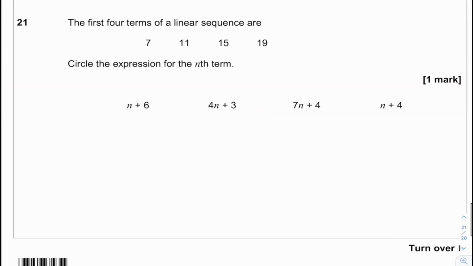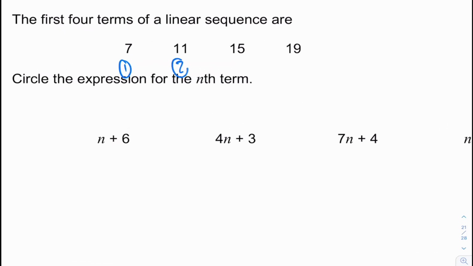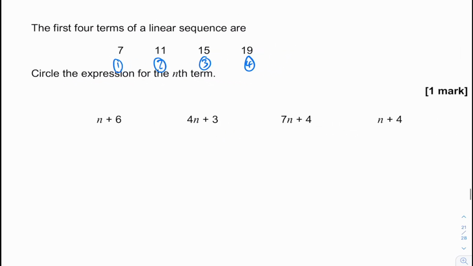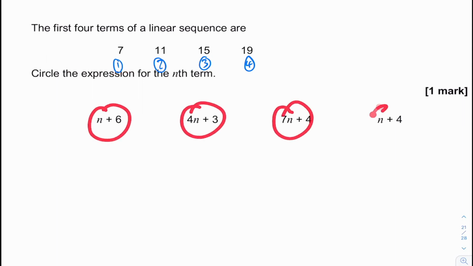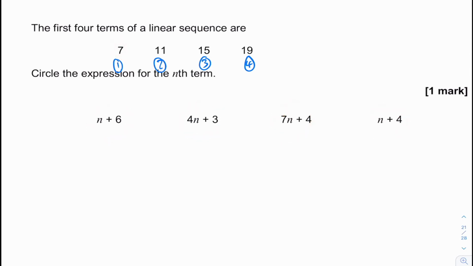For question 21, we are given the first 4 terms of a linear sequence, and we need to circle the expression for the nth term. So this is term number 1, this is number 2, number 3 and number 4. So an easy way to do this is to simply sub in the first term value, which is 1, into each expression and see if we actually get 7 as the answer. So subbing 1 into the first one, we do get 7, as 1 plus 6 is equal to 7.